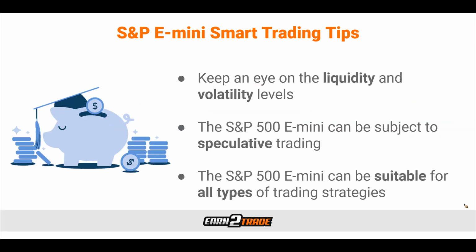Finally, we have some smart trading tips to keep in mind as we dive into the E-mini S&P 500 trading world. The first tip is to always keep an eye on the liquidity and volatility levels. The E in the instrument's name comes from electronic and emphasizes the fact that the contract can be traded digitally and not in the old school way in the trading pits.